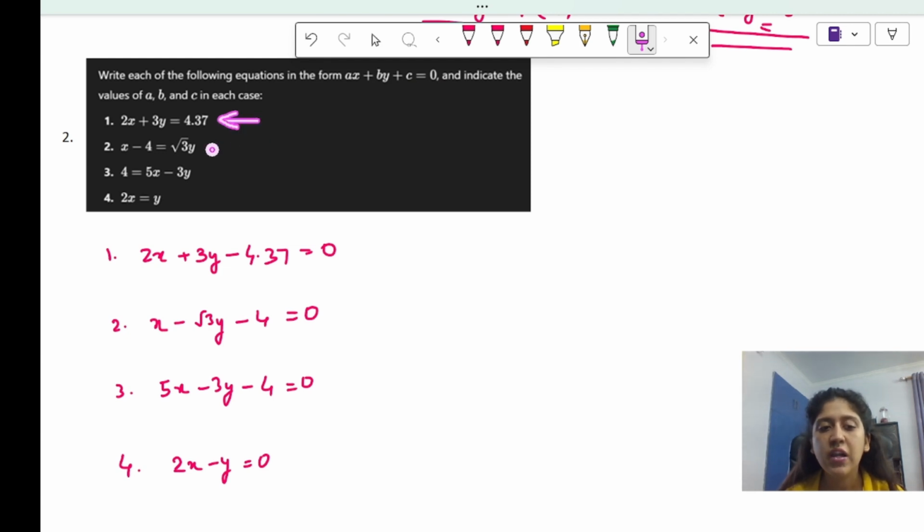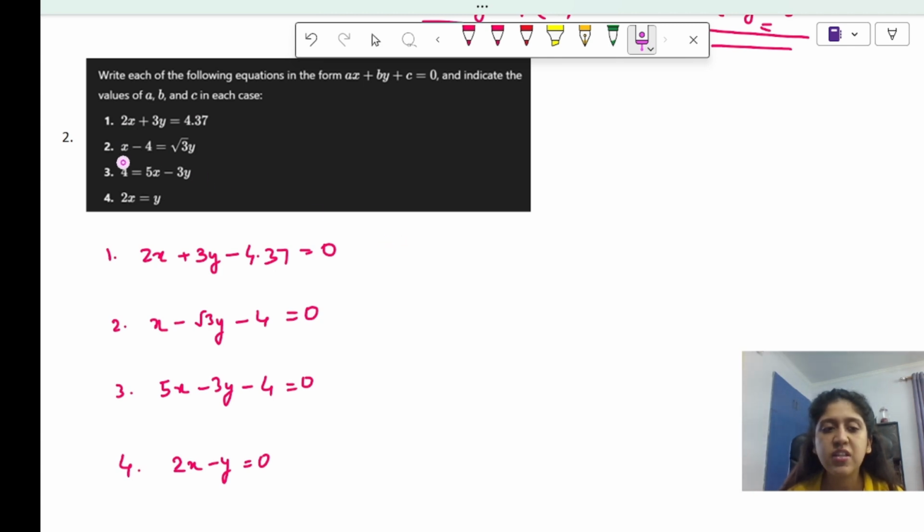The first one, let's take the first one. बिकॉज आई वांट टू सी ax, मतलब x के साथ एक कोफिशिएंट होना चाहिए, y के साथ एक कोफिशिएंट होना चाहिए, एक कांस्टेंट होना चाहिए एंड इक्वल टू 0 होना चाहिए. तो इसको मैं कैसे कन्वर्ट कर सकती हूँ? वी हैव 2x, वी हैव 3y, कांस्टेंट माइनस 4.37 इधर ले आते हैं, इक्वल टू 0. दिस इज द राइट टाइप ऑफ फॉर्मेशन.